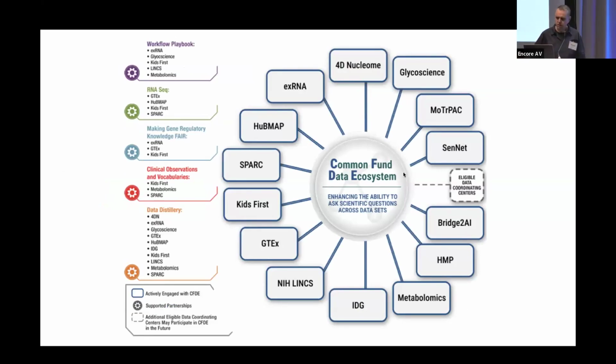So just to point out, the Common Fund is currently funding a number of projects, each roughly the same order of magnitude as MPRINT. And the Common Fund Data Ecosystem is a separate project that is tasked to integrate the metadata, the tools and resources that are coming from all these projects, and to create a cross-cutting discovery platform that makes use of these individual resources, but combined.